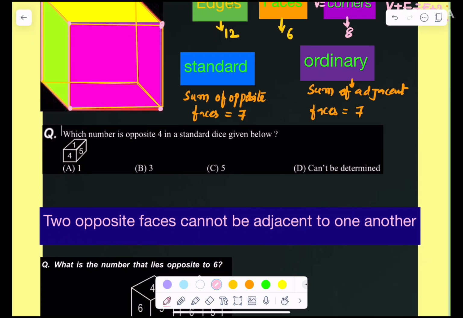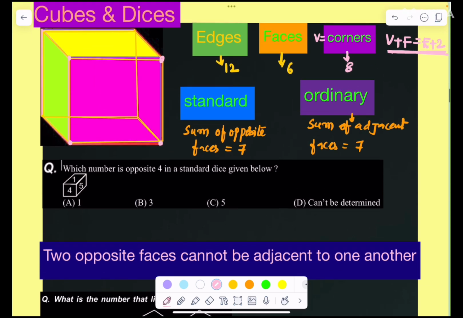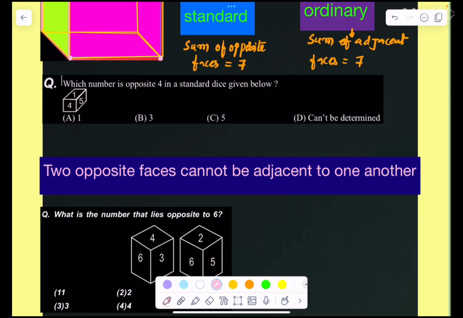Now we'll see the questions based on this model. It is a simple thing only. Which of the following is the opposite number to 4 in a standard die, they are asking. It is a standard die. The sum of opposite face values should be 7, and 4 is already there. 4 plus 3 is 7. This is the correct option.